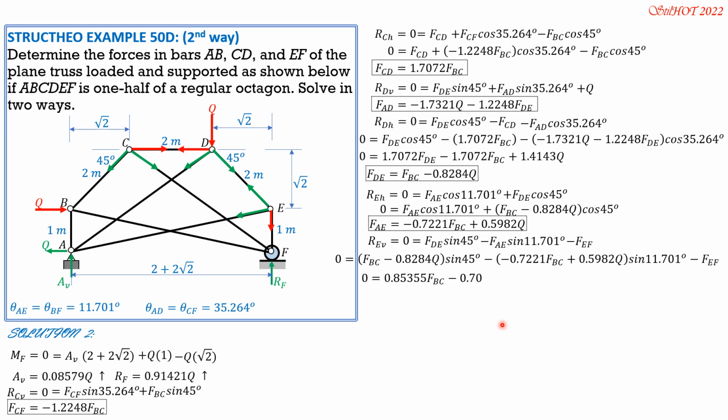So 0 equals 0.85355 FBC, combine FBCs here, sine 45 and positive 0.7221 FBC sine 11.701 degrees is equal to 0.85355 FBC. Then for the Q, you just combine, that's the value, then FEF. FEF therefore is 0.85355 FBC minus 0.70708 of Q.